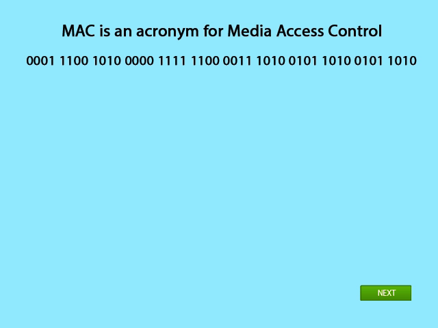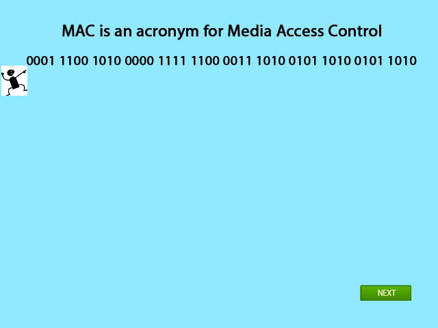In the previous slide, we said the MAC address is a 48-bit address. Let's take a look at the anatomy of a MAC address. MAC is an acronym for Media Access Control. To a computer, it is simply 48 bits, or 48 zeros and ones. It looks like this. Imagine trying to write this number down without an error.